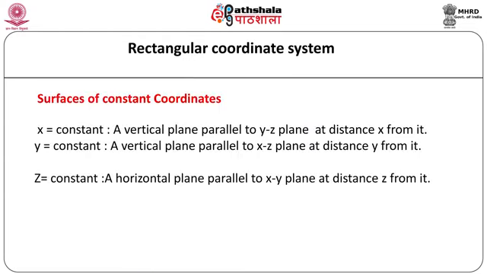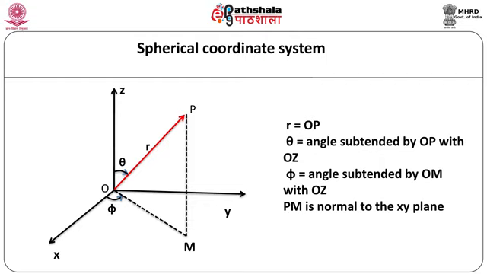With constant values of x, y and z, we get three different planes as specified. For example, with x equal to constant, we obtain a vertical plane parallel to the yz plane at a distance x from it and so on. In spherical coordinate system, the coordinates are r, theta and phi as shown.